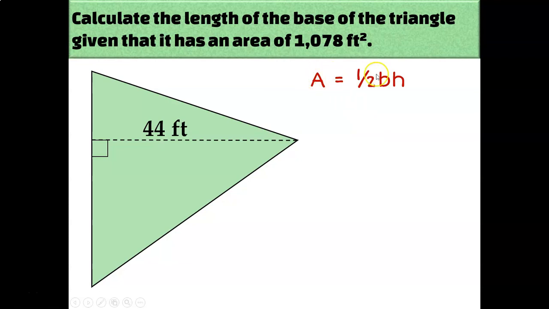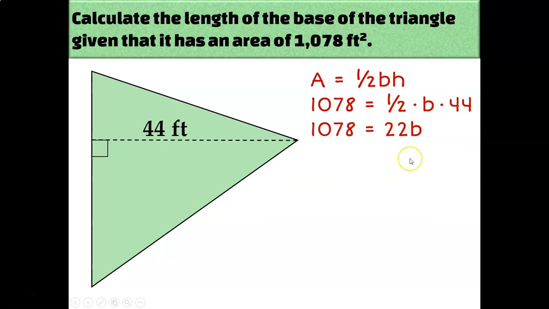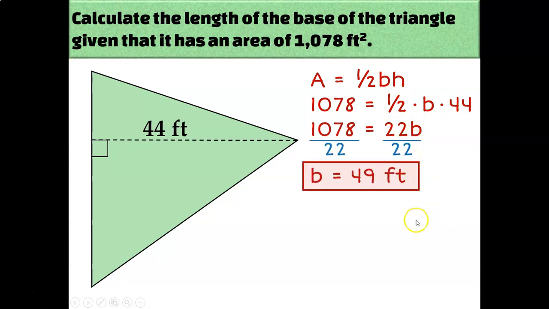The area of a triangle is 1/2 base times height. And let's fill in what we know. The area, we're told, is 1078, and then the base is what I don't know, but the height is 44. So I can substitute numbers into this formula like so. Then I can multiply the 1/2 and the 44, that gives me 22, and divide both sides by that 22 to get your final answer of 49 feet. That's how long this base has to be.